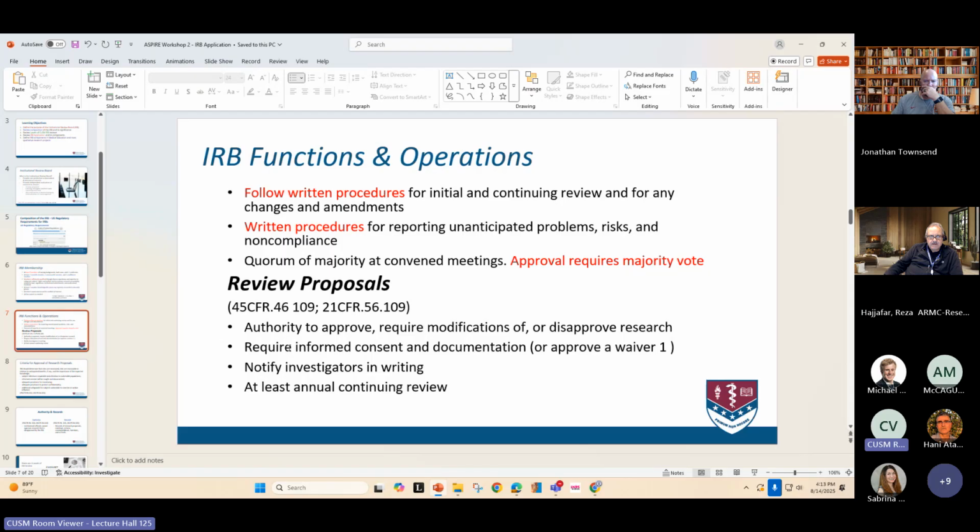As part of the review process, if there are human subjects involved, you are required to have informed consent and documentation that informed consent was given. Or, and I put in parentheses, or approve of a waiver. There are instances where you can have a waiver of consent under special circumstances.